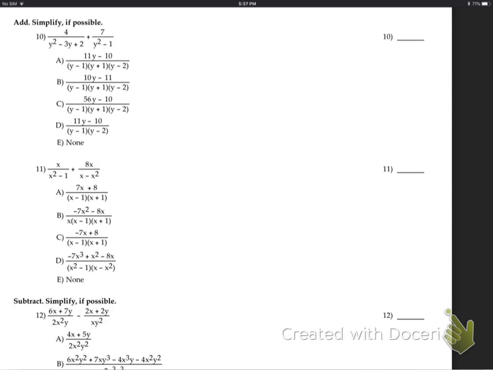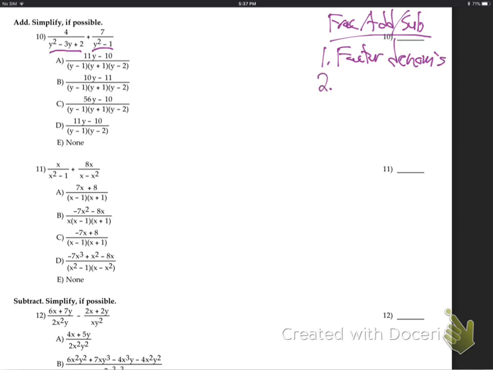So number 10, how do we do number 10? We got to factor. This is fractions added. So let me write the steps over here. When you're adding, subtracting fractions, add, subtract. What do you got to do? Step 1, factor denoms. Step 2, so let's do that first. Let's go over here, we got to factor these denoms. So how do you factor this? Well, that's the 2 parenthesis kind of thing. What's it going to be? y and y.